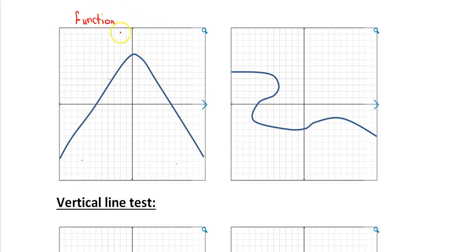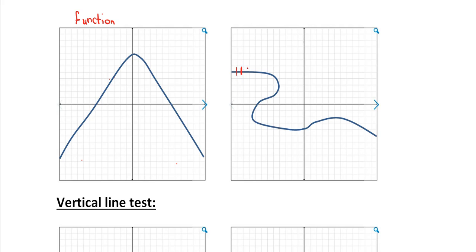There's no place here where we would be able to draw a line and hit the line a second time. So we can't, there's no second value for any of my x's. There's only one solution for each of my x's. Now, if we take a look here, I'm fine.